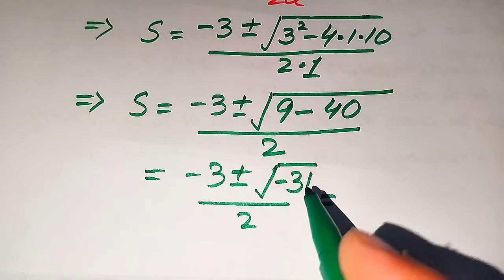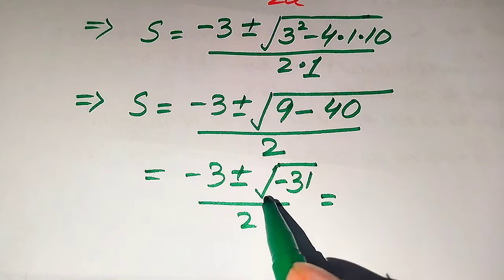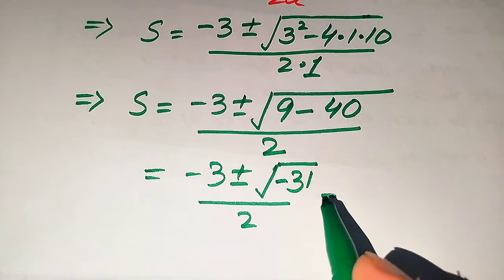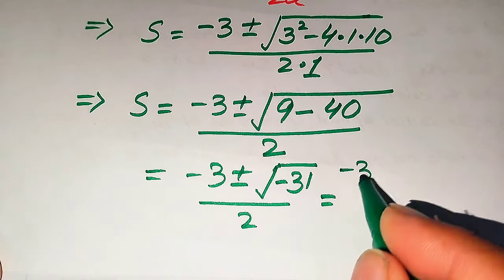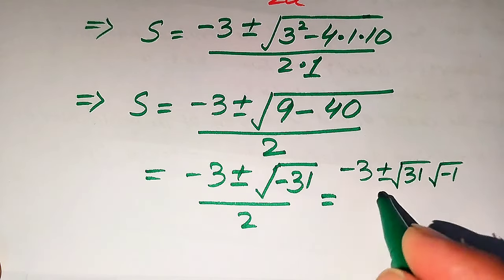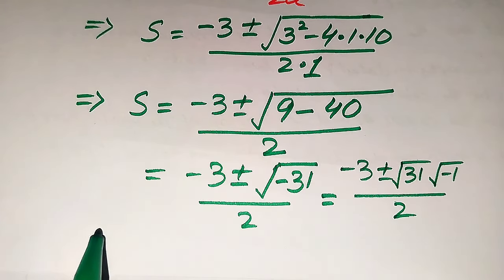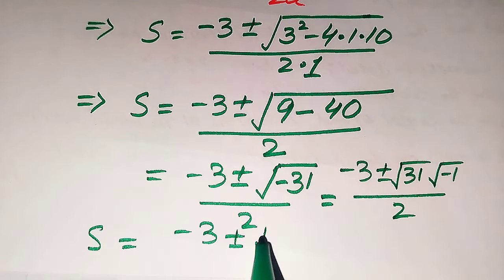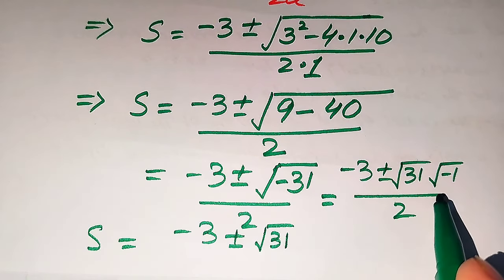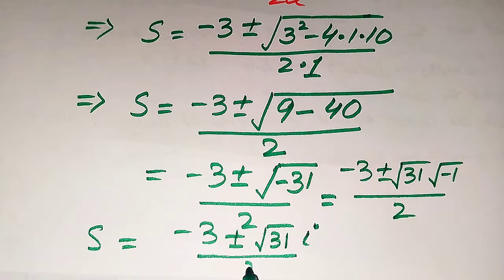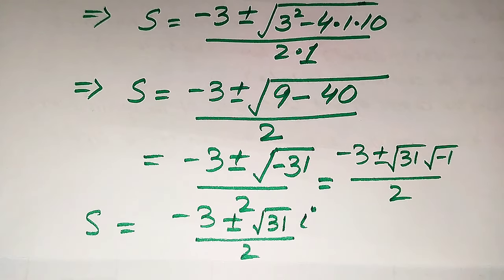So here we need to apply the square root separately on both of these two values, so that when we break this square root sign, it will be written as minus 3 plus minus square root of 31 into square root of minus 1, divided by 2. So further we have s is equal to minus 3 plus minus square root of 31 into, we know that when we apply square root on minus 1, it becomes iota, and it is divided by 2.